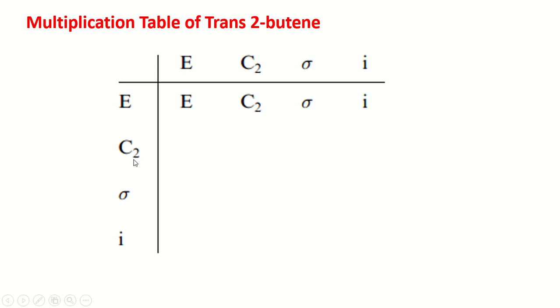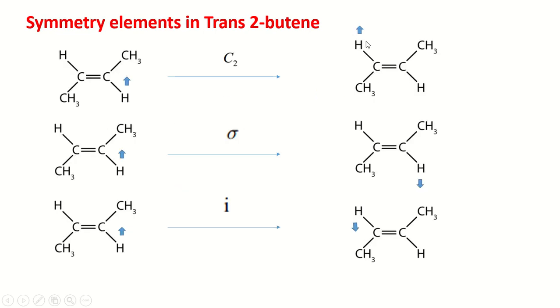Same, what will happen if we apply C2 then inversion center? So let's go over there. This is C2, and what will happen if we apply inversion center? First of all, we need to look at the inversion center. We know that if this is the reference molecule and we apply inversion center, this arrow will appear opposite the hydrogen atom but downward. So this should be done with this molecule.